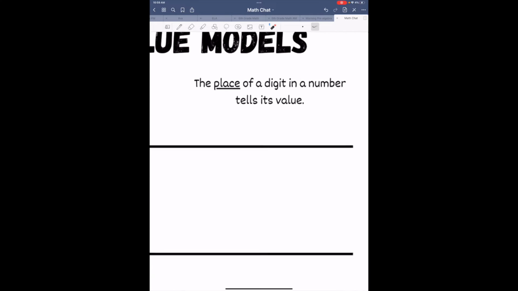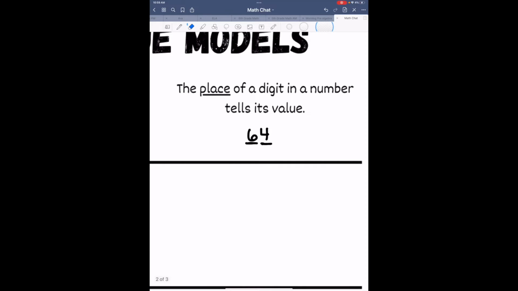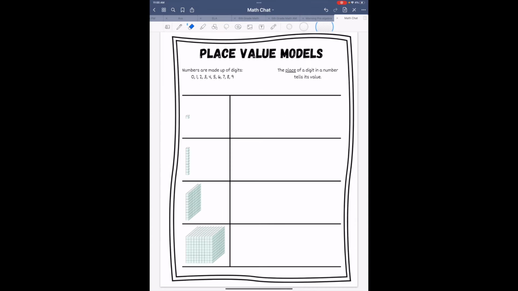Now, the place that a digit is in a number tells its value. So if you have the number 64, the 4 has a different value than the 6, of course, but it also has a much different value. The 6 in this number is not worth 6, it's worth 60. We're going to talk about that in the next few videos.